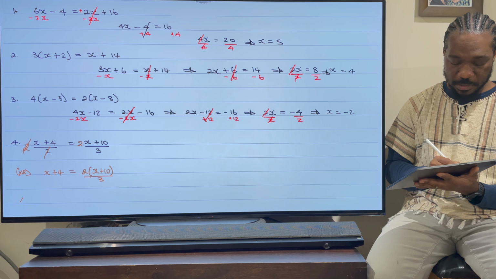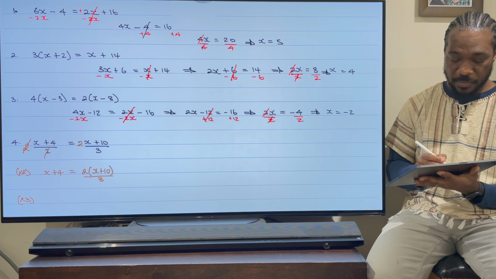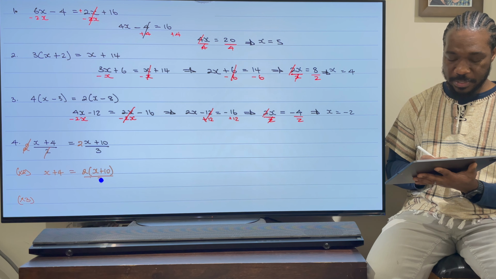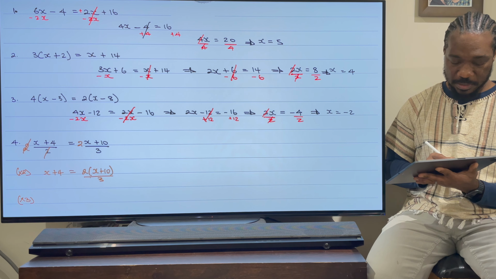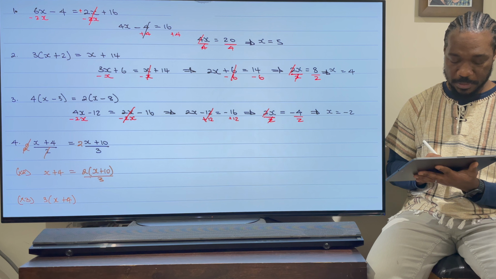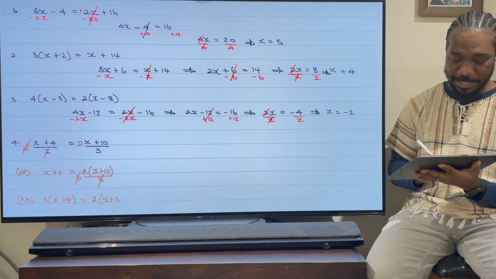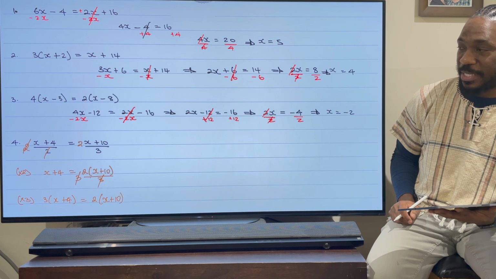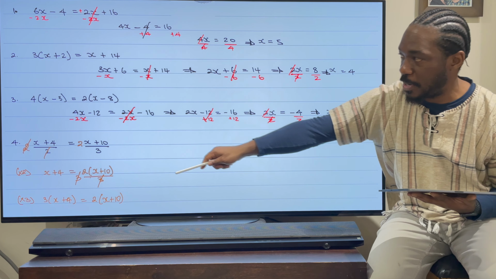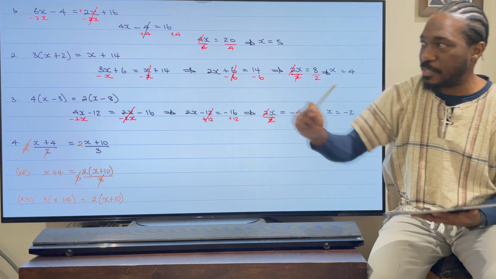Now I need to multiply by 3. So when I multiply by 3, the 3 will come there. So that becomes 3 times x plus 4 is equal to, when I multiply by 3 here, these 3s will cancel out, and I'll just be left with the 2 and x add 10 still. So that's what I'd end up with, which will then bring us to a question just like number 3.